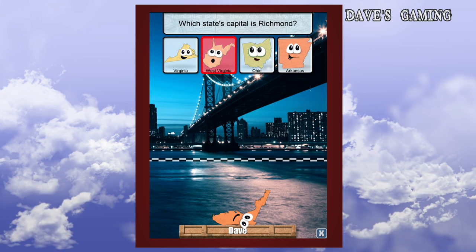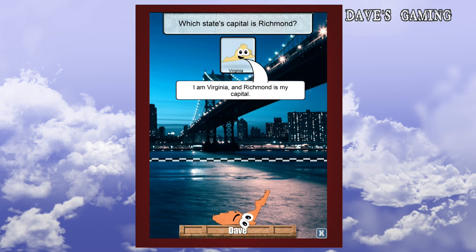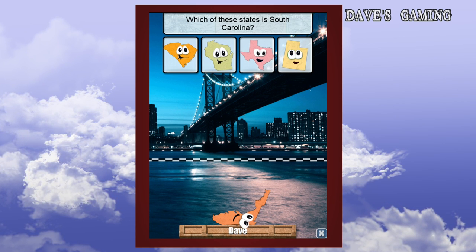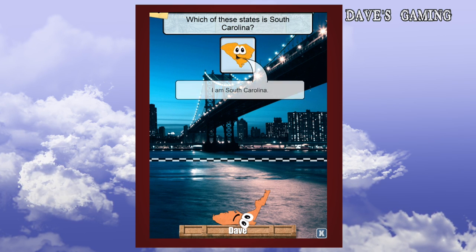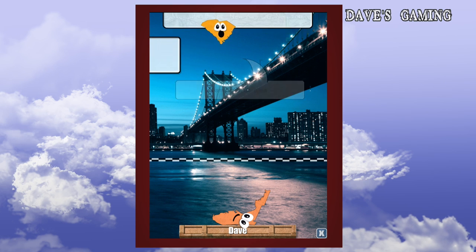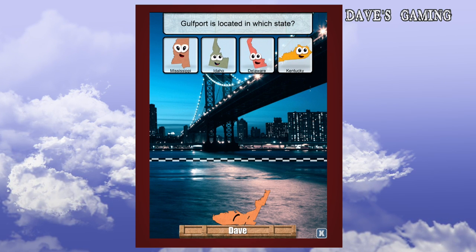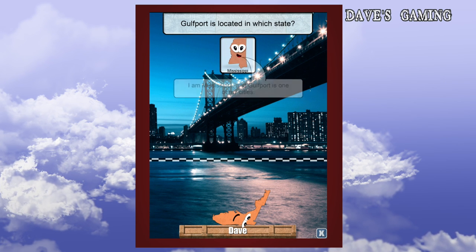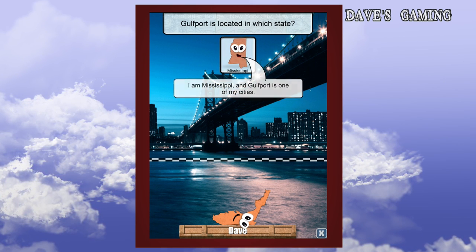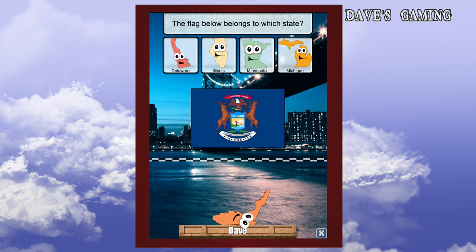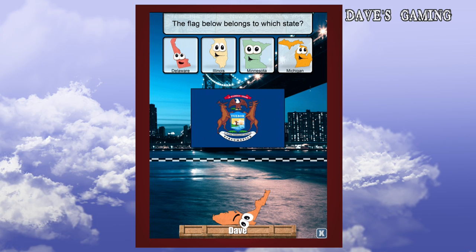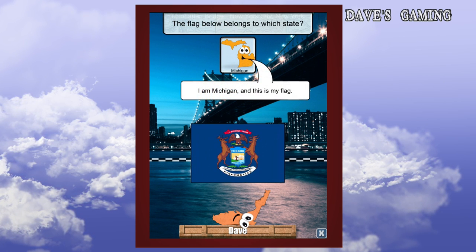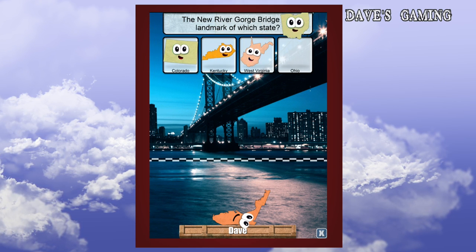Which state's capital is Richmond? Richmond, Virginia. What? I pressed West Virginia. Damn it, by accident. Which of the states is South Carolina? I'm doing very bad now. Very bad. Gulfport is located in which state? Mississippi maybe, or Delaware? Either Mississippi. I should have gone opposite of my guess. The flag belongs to which state? Come on with these flags. Michigan, maybe? Michigan. And I was right too, but I pressed the wrong one.